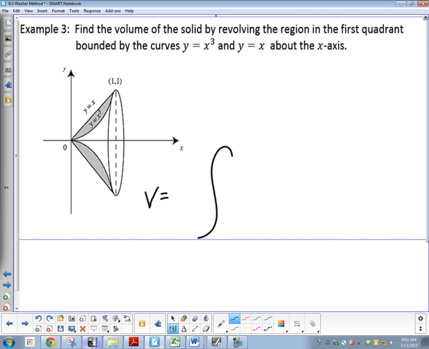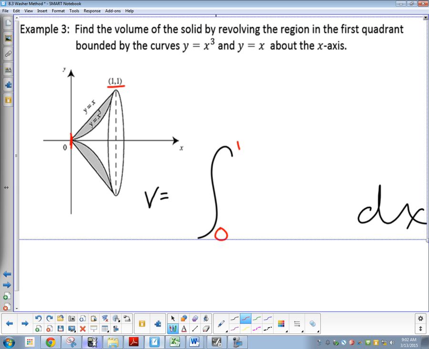I want to integrate. Since I'm going around the x-axis, it's a dx problem. So I want to know, when do I start on the x-axis and when do I stop on the x-axis? I start here at 0, and it looks like I go to 1 on the x-axis. So it's from 0 to 1.